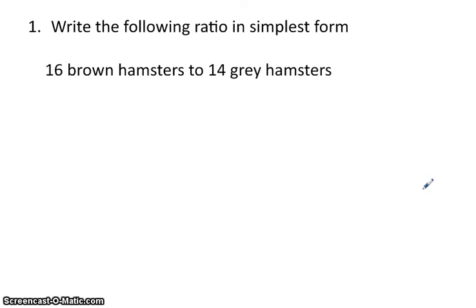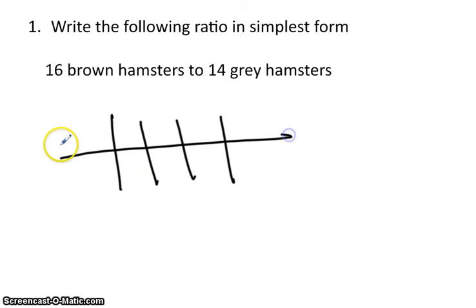In this problem, the students are writing the ratio in simplest form. They need to know that simplest form means that they are dividing in order to get to a common factor of 1. So they can go ahead and put this in a ratio table of brown hamsters to gray hamsters. And since brown goes with 16, 16 goes on top, 14 goes on bottom. And they can use their ratio table to simplify or put it in simplest form.